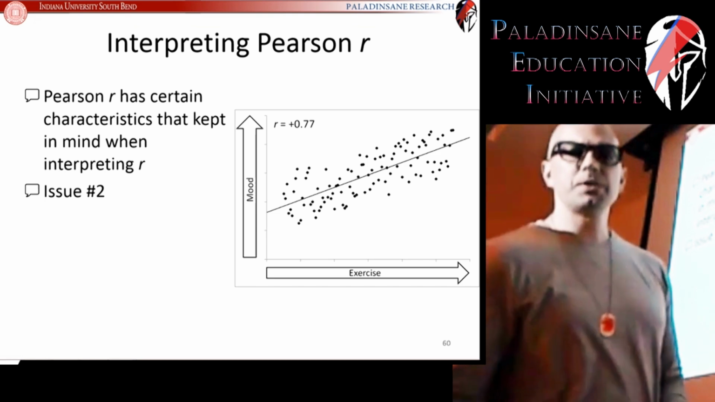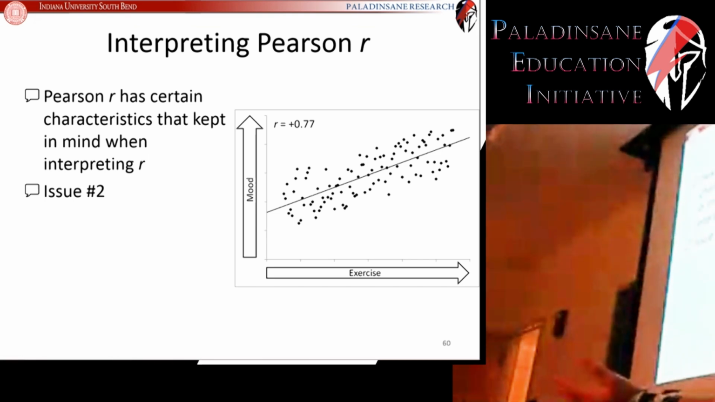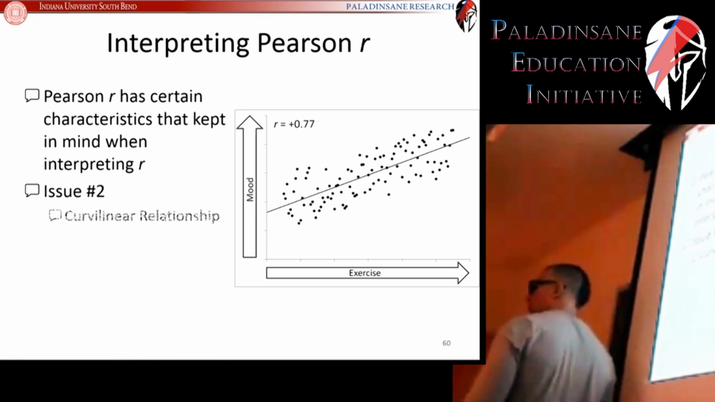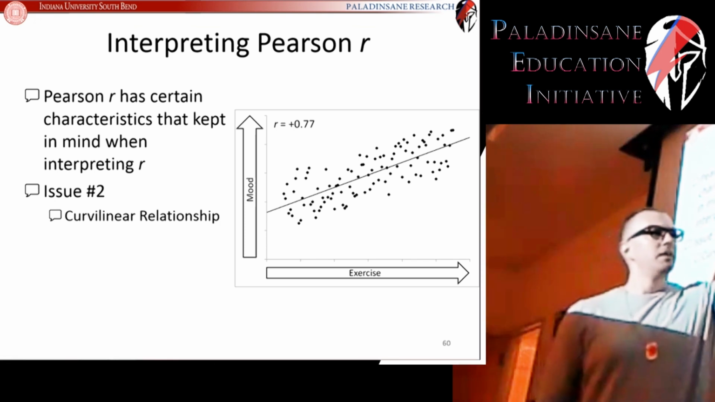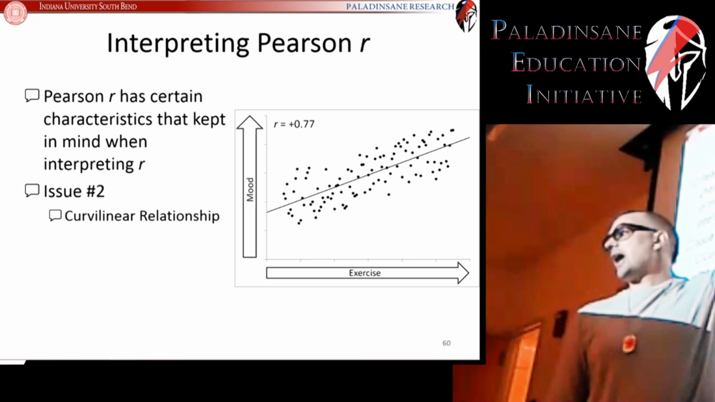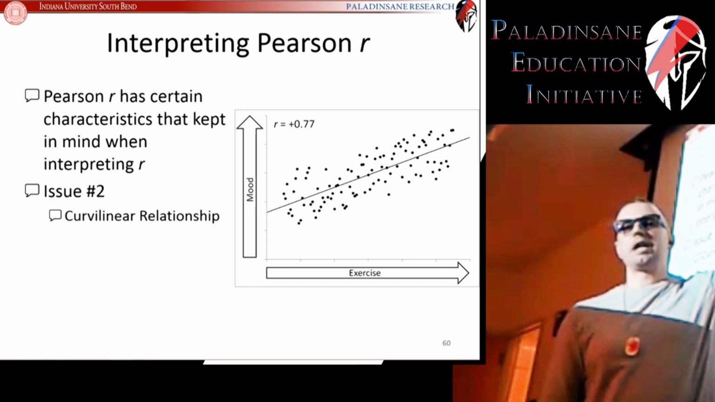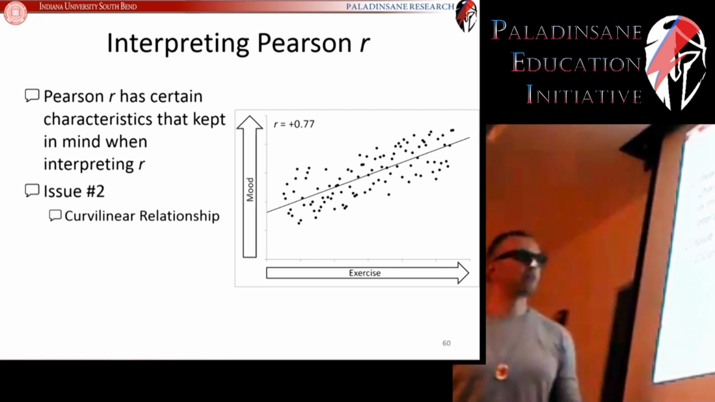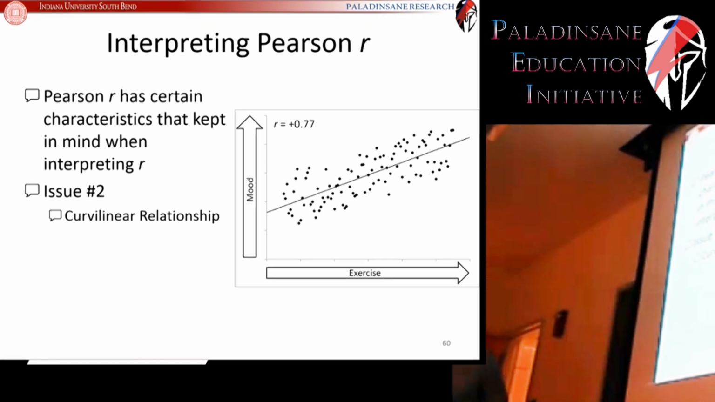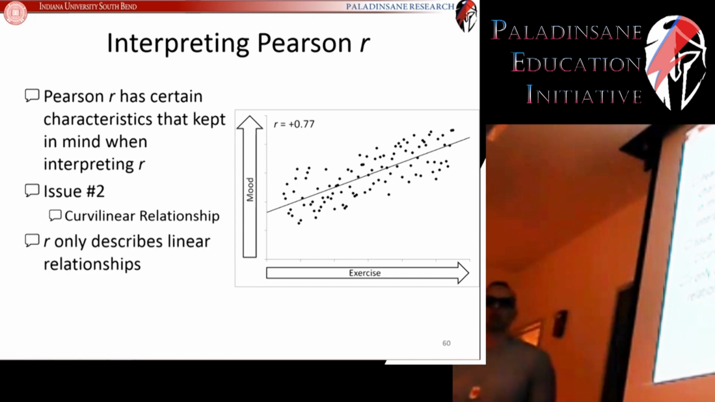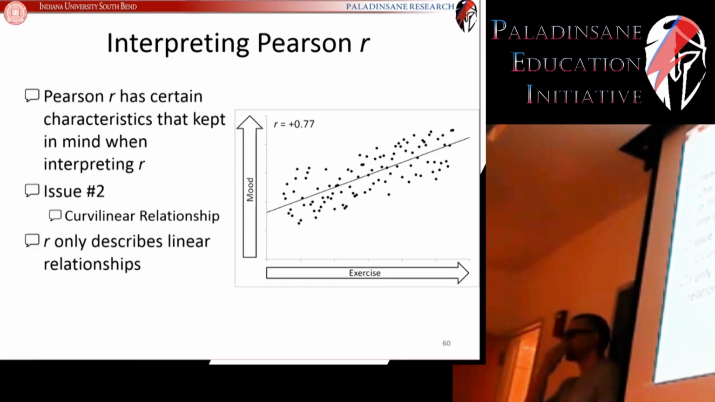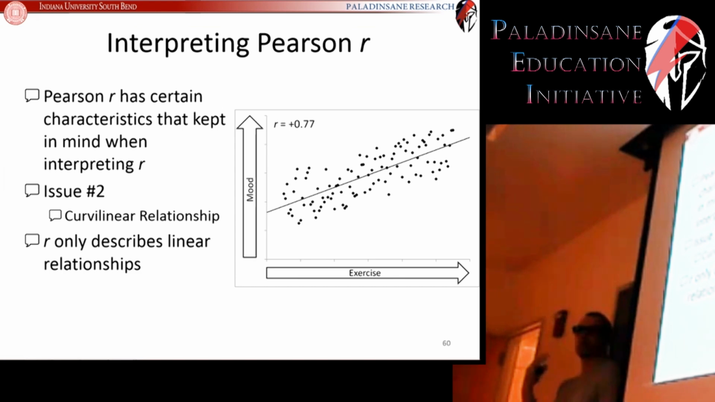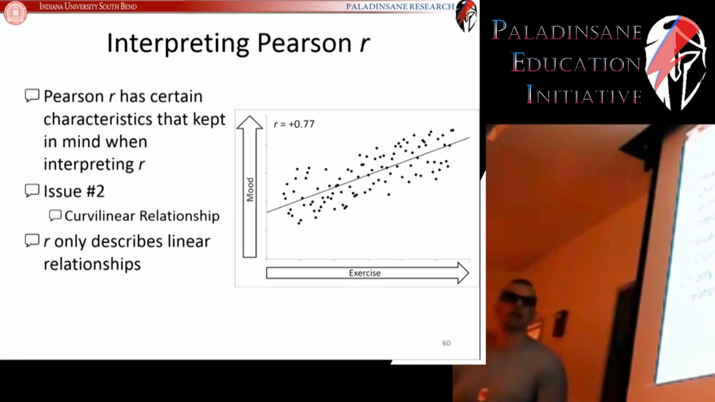All right, issue number two. Issue number two is the curvilinear relationship. And this is why it is always good to take a look at a graph, a scatter plot of the actual data, not just the fitted correlation line. And this is an issue because the Pearson correlation coefficient only describes linear relationships. It only describes relationships that can be best fit with a straight line.